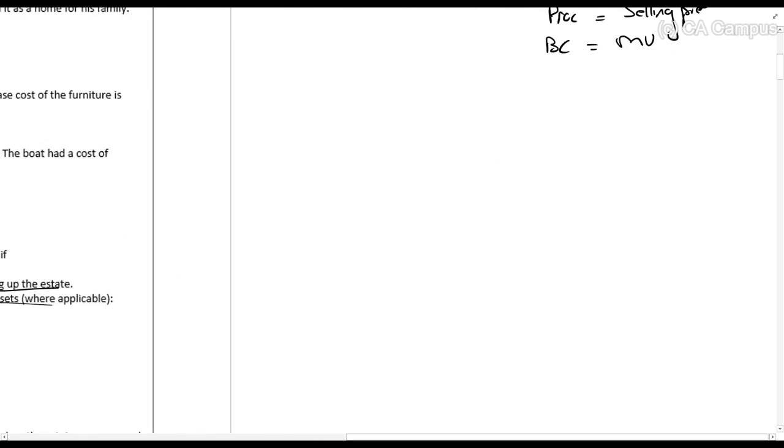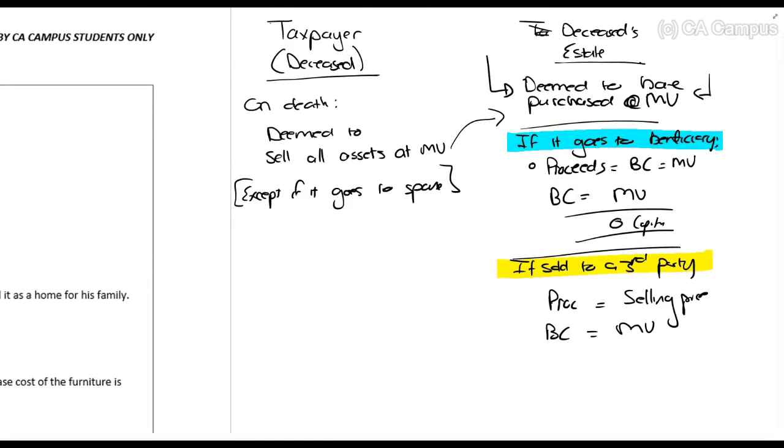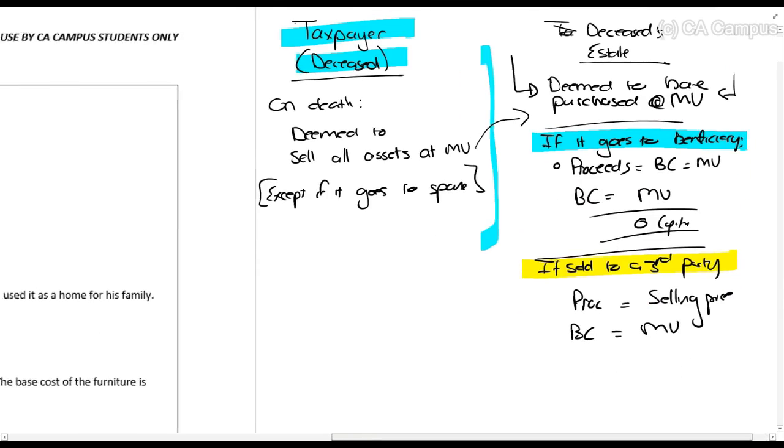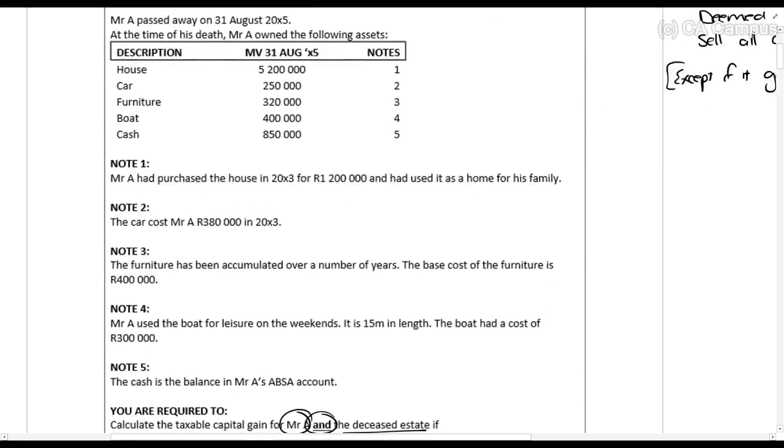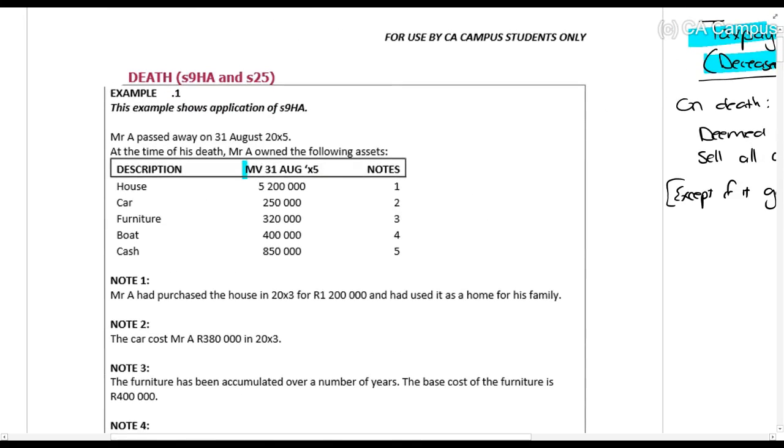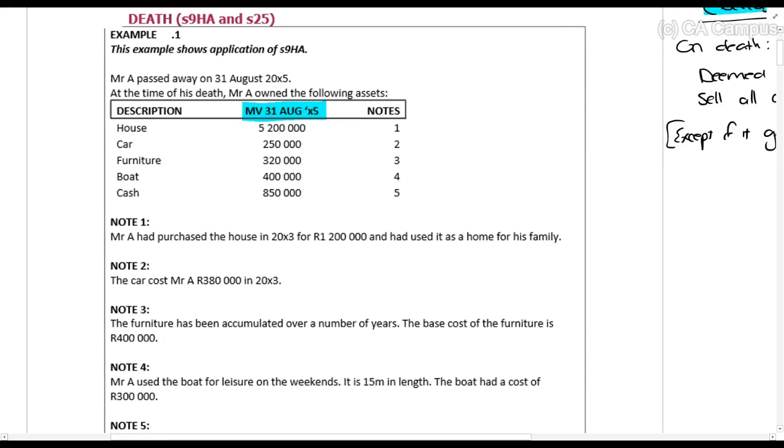The first thing I want you to understand is that when we are looking at the taxpayer, he is just going to be selling everything at market value. So let's do that first. Mr. A, this is when he died. On that date, this is what he sold everything for. Let's go through it. The house, 5.2 million rands. So the proceeds for the house is 5.2 million rands. The base cost, they tell you, is 1.2 million rands.